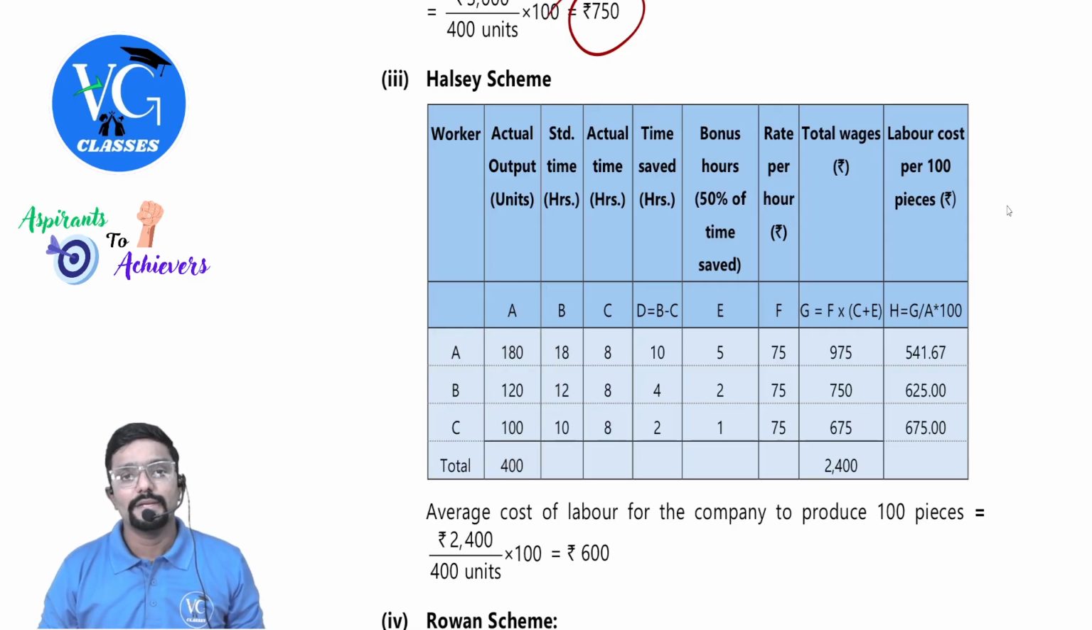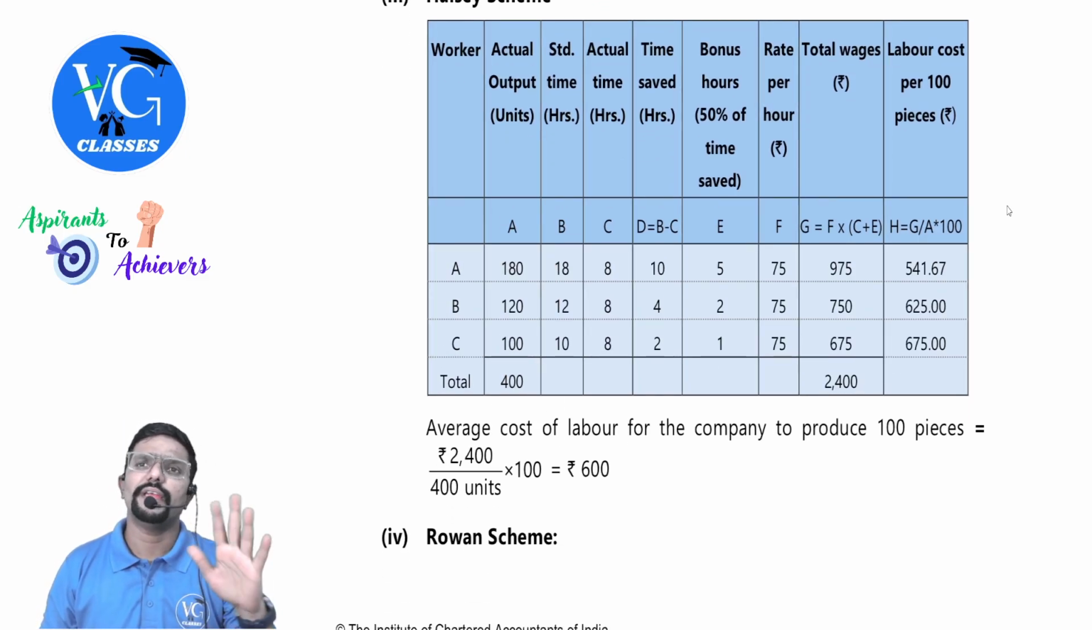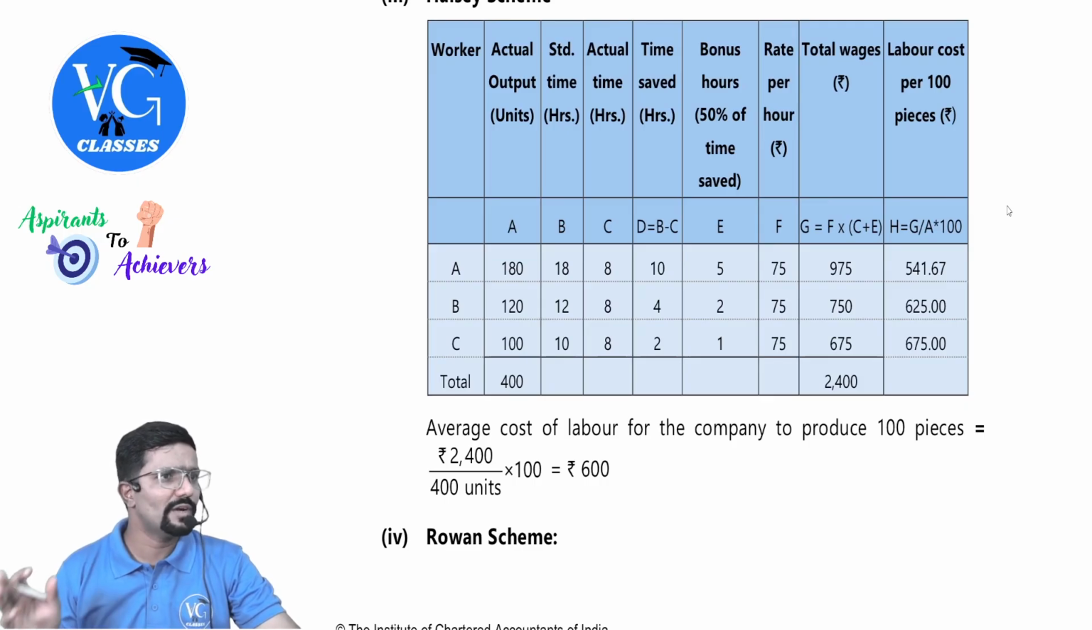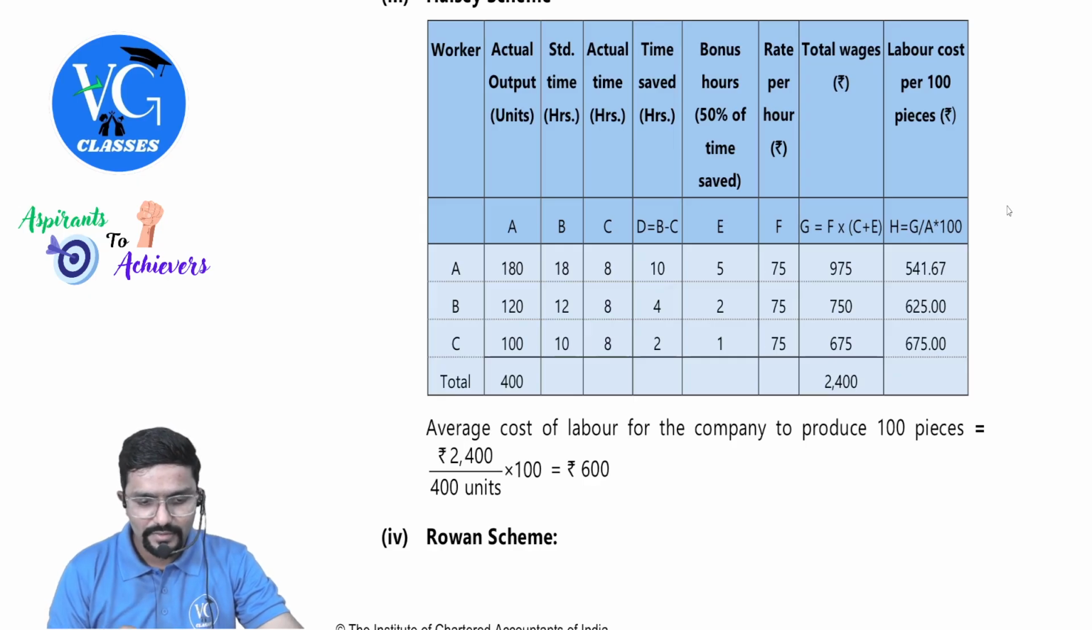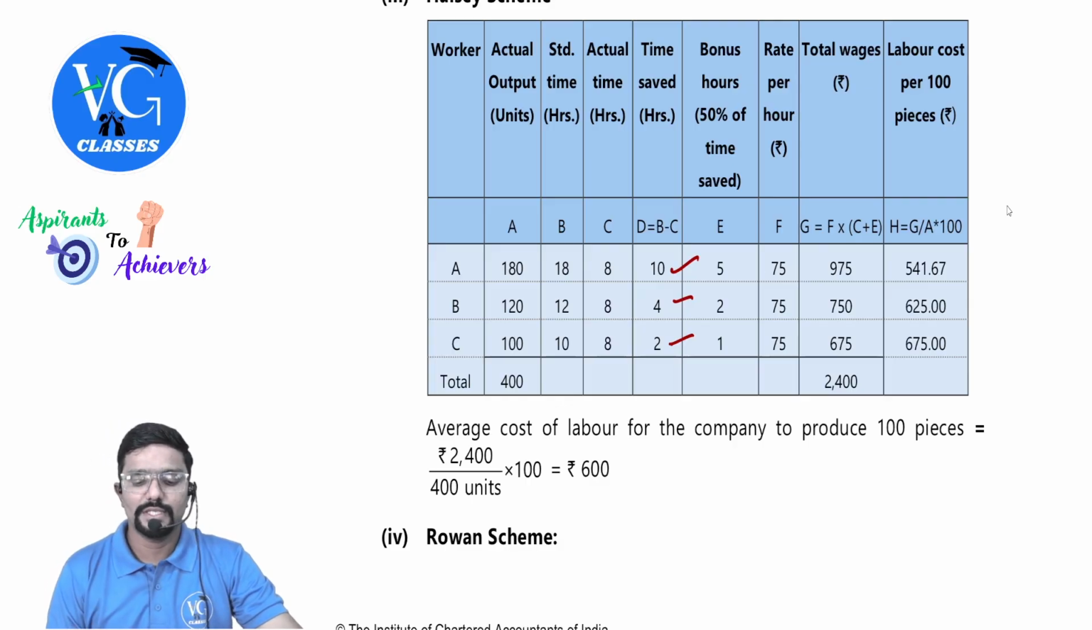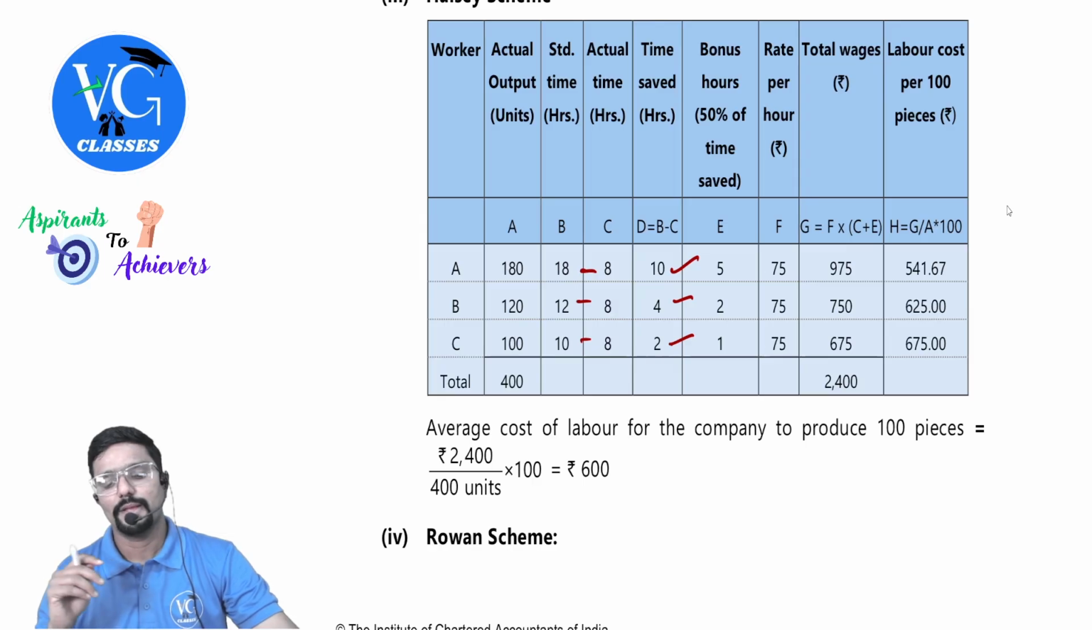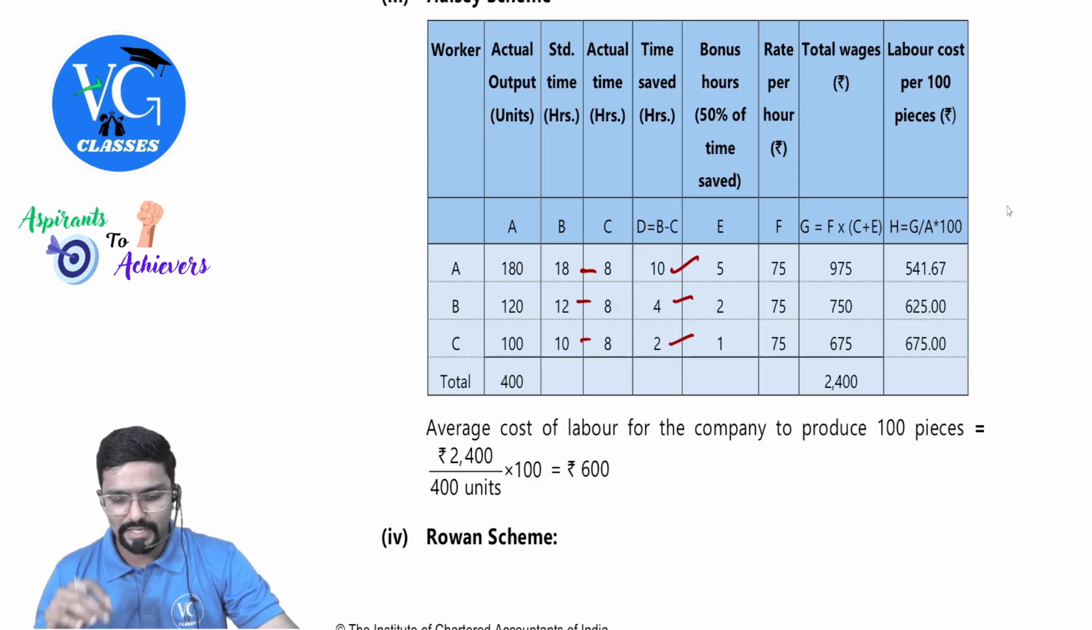What is the actual time they have taken? 8. Common. Everyone has worked for 8 hours a day. So what is the time saved? 10, 4, 2. You just have to deduct each other, guys.